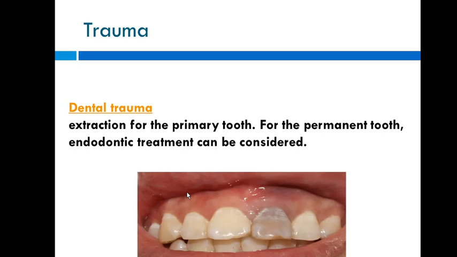Here, trauma. Can you see here, after a few weeks or so, what happens to the tooth after it's hit by any object? It will change its color. Can you see it's a little bit brownish yellow? So what do we do in this case? If it happens in a primary tooth, we will extract the tooth, but in case of a permanent tooth, we will make an endodontic treatment to save the tooth.